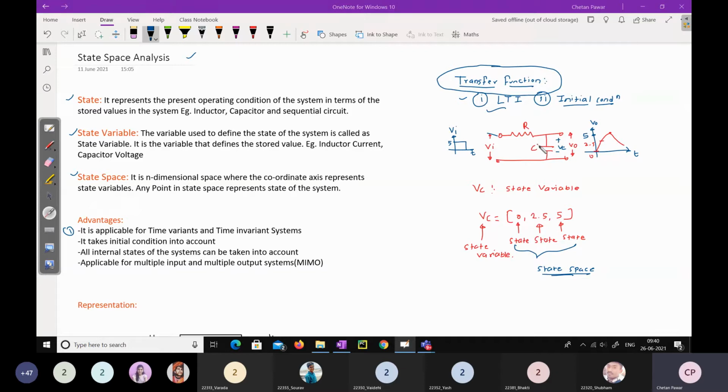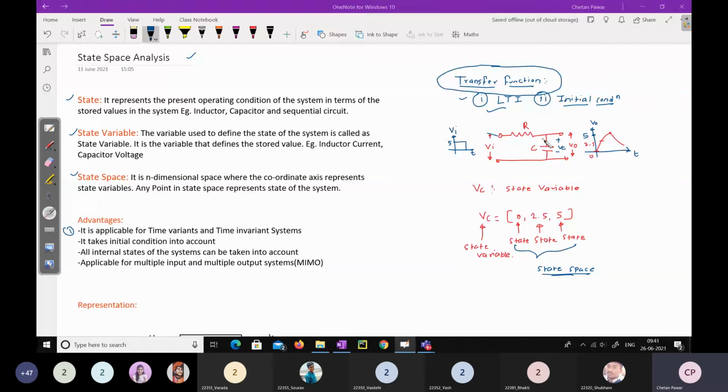Third thing, all internal states of the system can be taken into account. That is what it means. Initial condition is capacitor voltage, inductor current, or if you talk about a sequential circuit, in that particular sequential circuit, whatever the flip-flops are holding as the present state, those are the states, right? Those are the main things here.